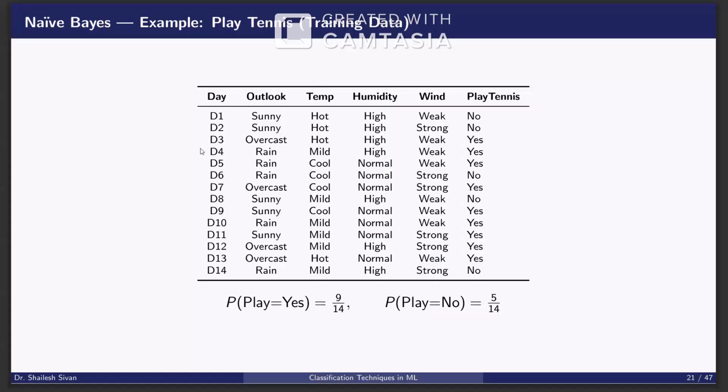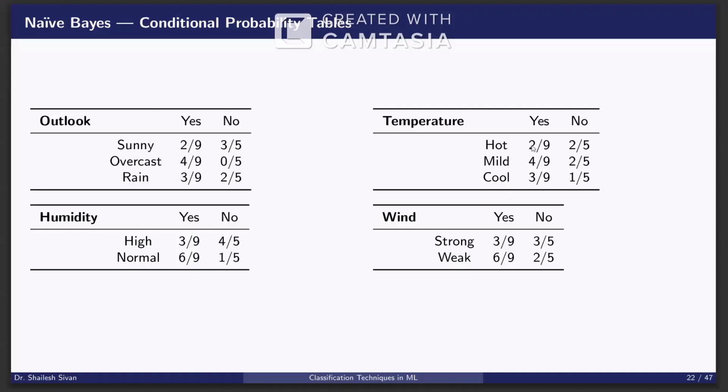Temperature. That also has 3 possibilities, right? Hot, mild, and cool. When it was hot, how many days did I play; when mild, how many days; when cool, how many days? Similarly for the days I did not play. So can anybody tell me what is this probability? How can I notate this?